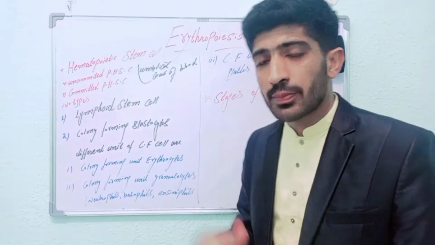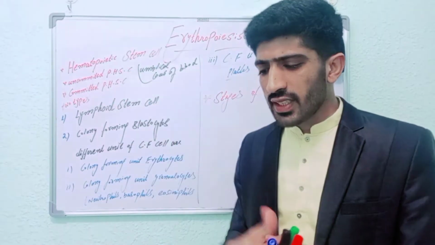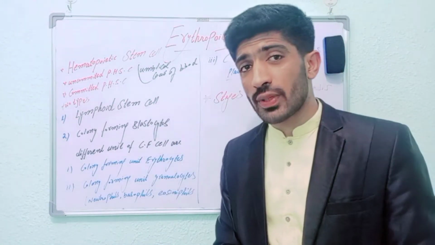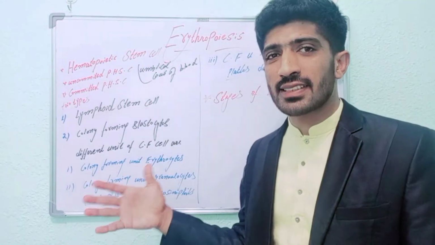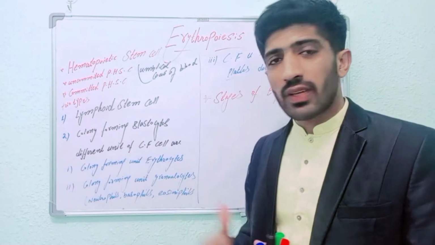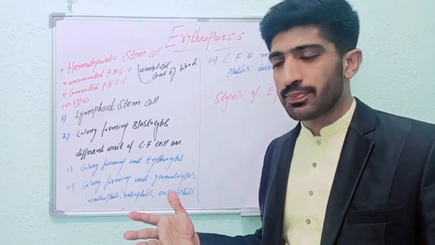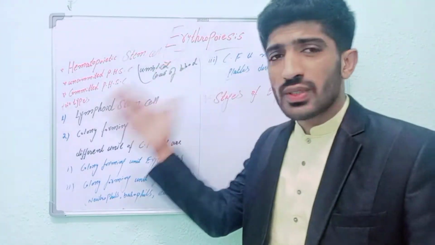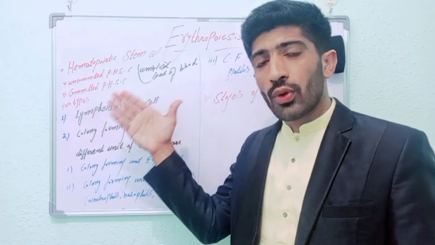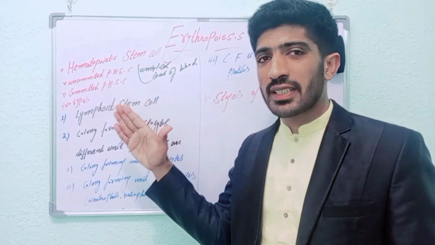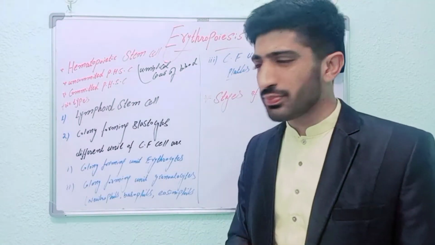Today we are going to talk about erythropoiesis. In the previous lecture we discussed the site of erythropoiesis, and in this lecture we have to discuss the process of erythropoiesis, how the formation of erythrocytes takes place in our body. So students, previously we discussed that bone marrow is the main site for the formation of all types of blood cells.